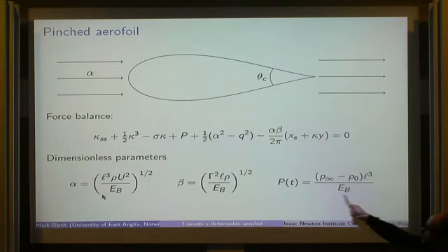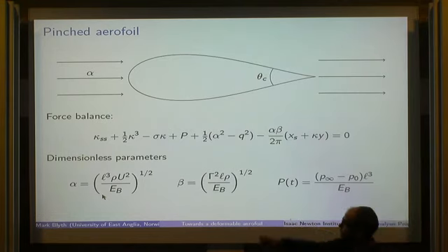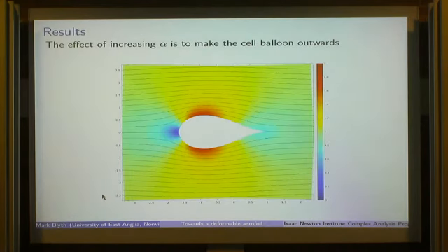Here's the reminder of what those parameters were. So alpha is the flow speed, roughly, beta is the circulation lift, and P is the transmural pressure. I want to calculate some static shapes. And I want to try and do this so that I get something that looks like an aerofoil. I'll make that a little bit more concrete in a minute, what I mean by looks like an aerofoil.